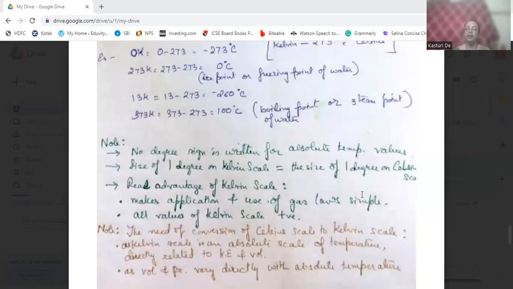And another real advantage is that the Kelvin scale makes the application and use of the gas laws very simple, and all values of the Kelvin scale are positive. They are not in the negative markings. They are all positive. That's why conversion is much easier, and that's why this need is required.